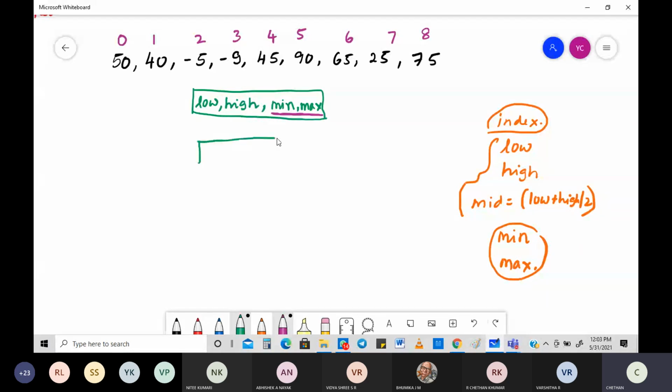The next one is the high value. Where do you think the high value would be? The high value will be basically here, so high is equal to 8. These are index values, please keep that in mind. So I got my 0 and 8, no doubt in that. Obviously, the next thing, min and max, we'll write that later.